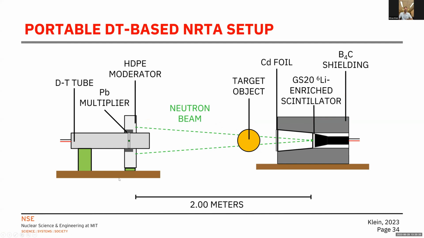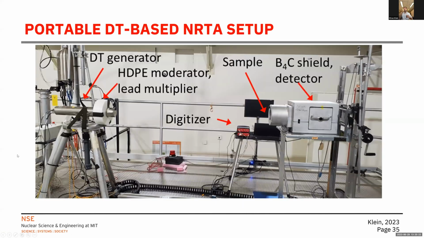Now, just to show you what it looks like in person, here's an actual diagram of that setup. And so you'll see all the same components we saw on the previous slide. Over on the left-hand side here is a DT generator with the lead and the plastic in white. And on the right-hand side here, you see the detector shielding box situated on a table, and you just place the sample just in front of the collimator right there.